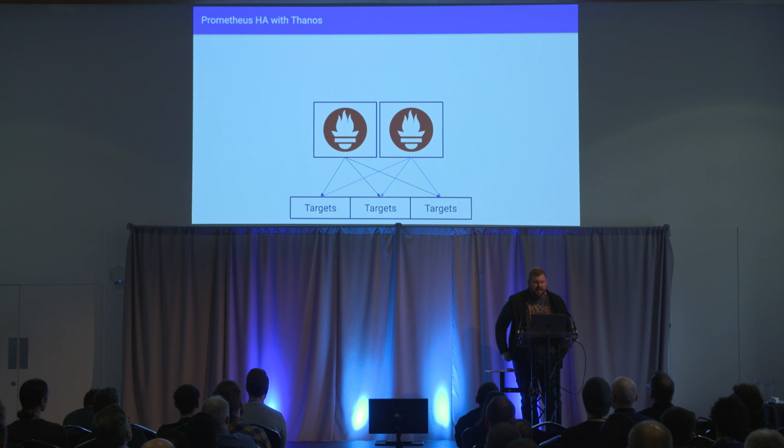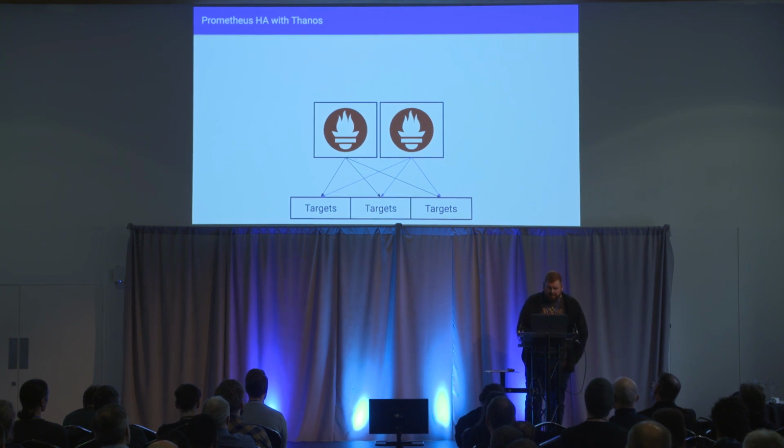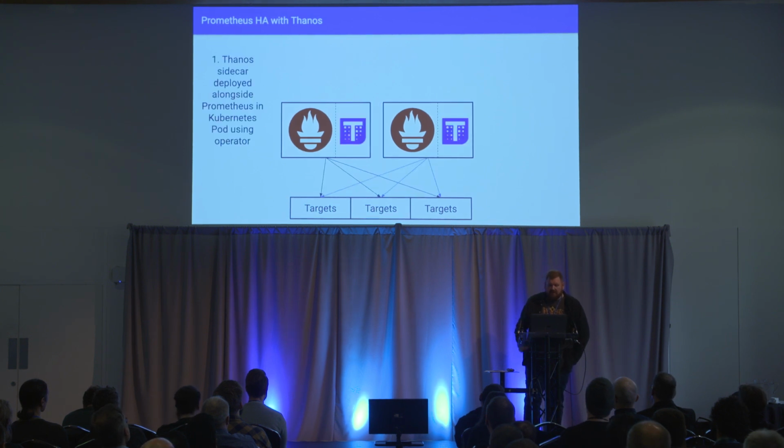So how does Thanos differ? This is the environment we have right now on my laptop. We've got 2 instances, each scraping the metrics twice. To use Thanos, we deploy what we call a sidecar. So inside the Kubernetes pod, we deploy Thanos running alongside Prometheus.